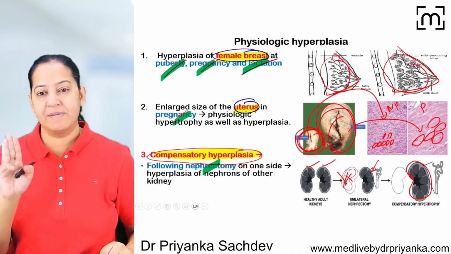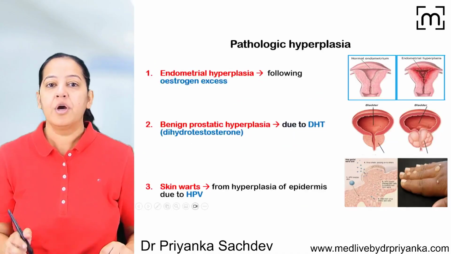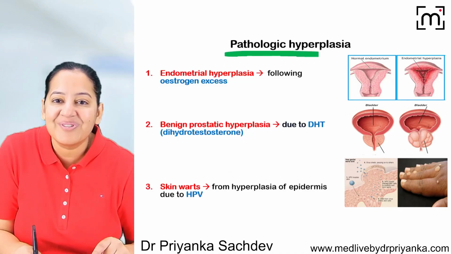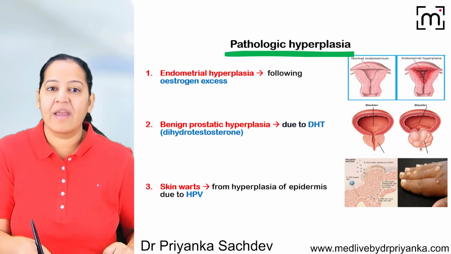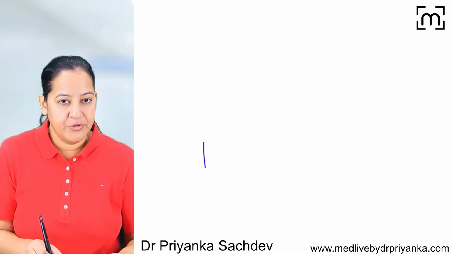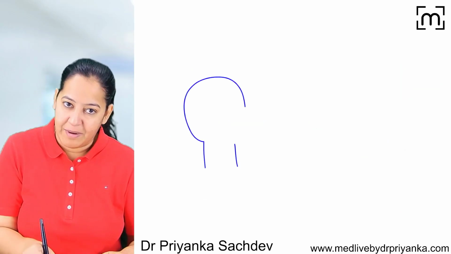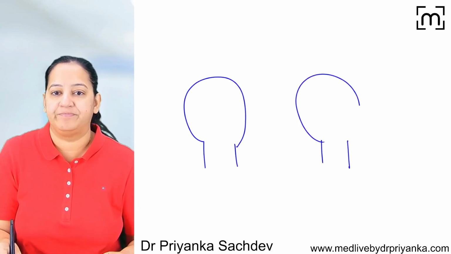These are the 3 examples of physiological hyperplasia. I hope you can draw the diagrams also. Now coming to 3 examples of pathological hyperplasia. Again we will talk about the uterus, but this time I will be talking about the endometrium, not the myometrium.